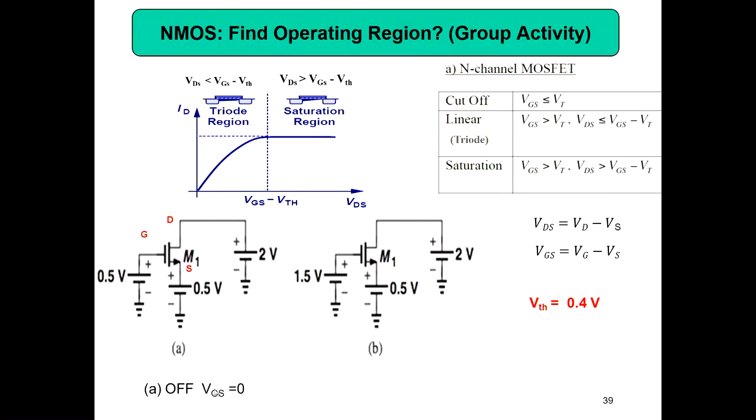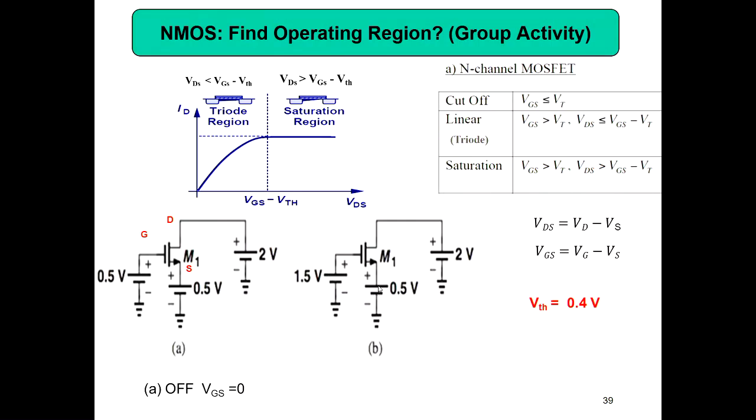Definitely it is off. What is VGS? VGS equals VG minus VS. So the voltage at the gate, 0.5, minus the voltage at the source, that is equal to 0. If your VGS equals 0, which is less than 0.4, then this is in the off state. There is no point in looking at it.